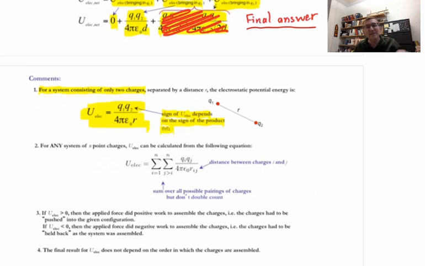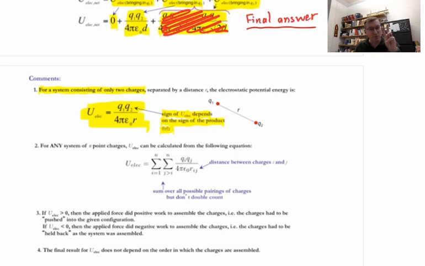So you can have negative stored energy. And it means you had to do negative work to configure the charges. And that means they want to come together. Versus if it's positive stored energy and you did positive work, they didn't want to come together.